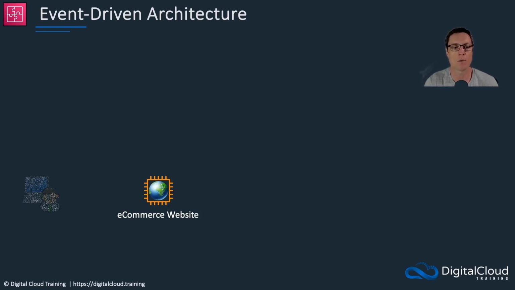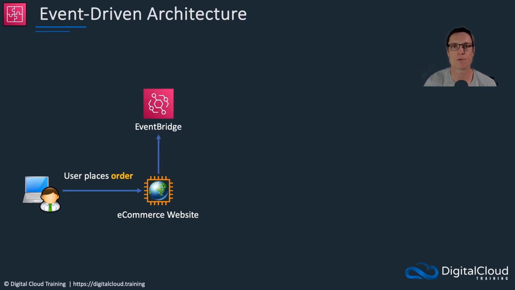Here we have an e-commerce website. User places an order through the website. The website in this case is running on EC2. Now this event, the order being placed on the website, causes a couple of things to happen. Firstly, EventBridge is triggered.